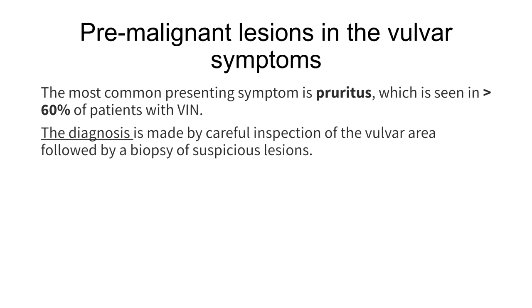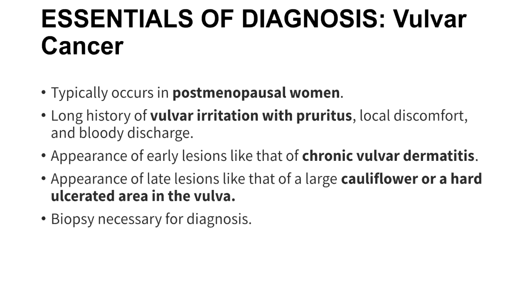Regarding premalignant vulvar symptoms, the most important symptom is going to be pruritus, which is seen in more than 60% of patients with vulvar intraepithelial neoplasm. The diagnosis, after inspection of the vulva, needs to be followed by biopsy. Biopsy is essential for diagnosis, and this is already vulval cancer.